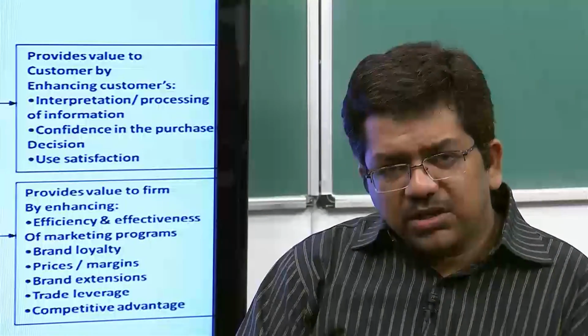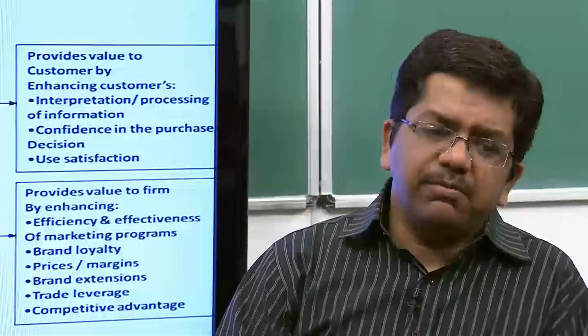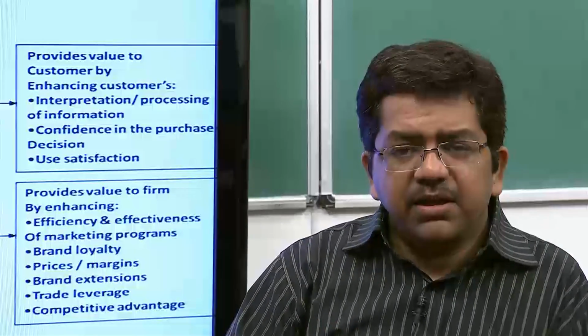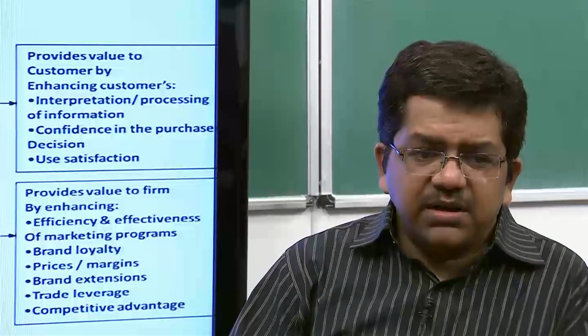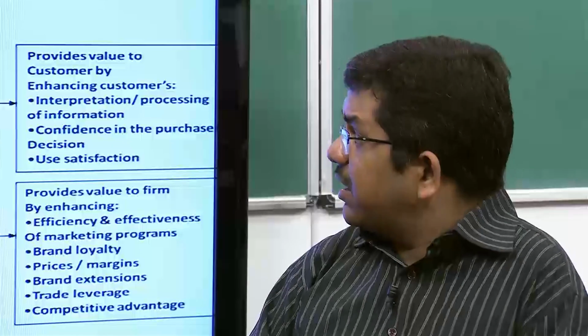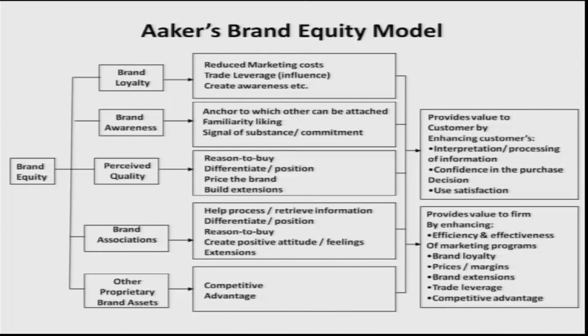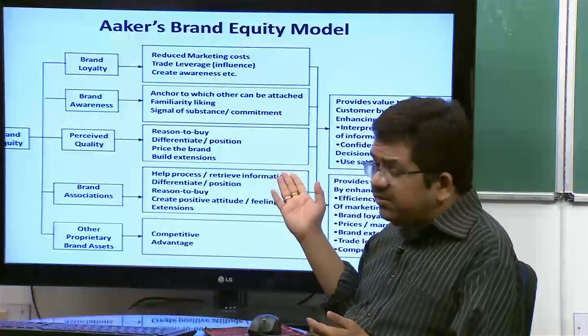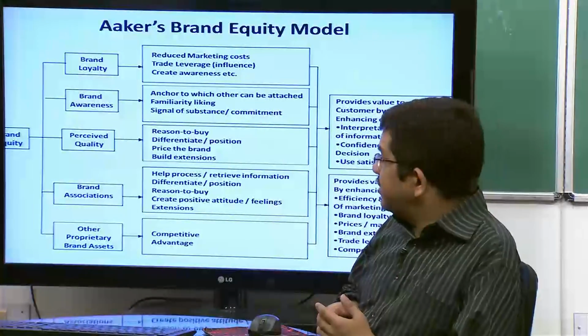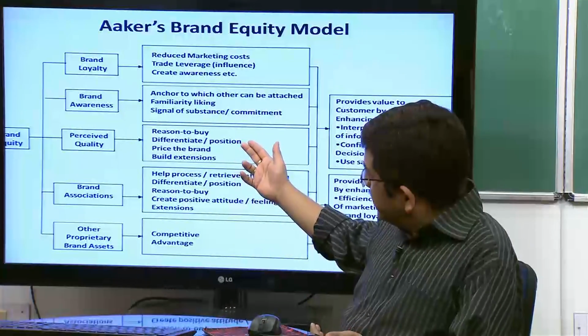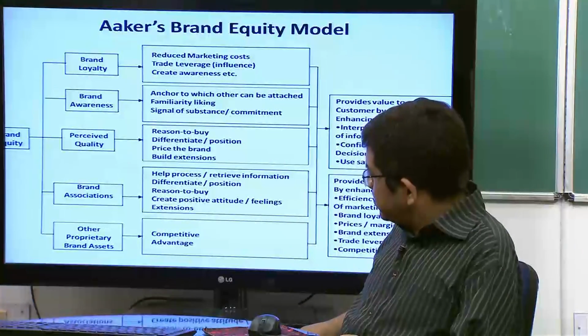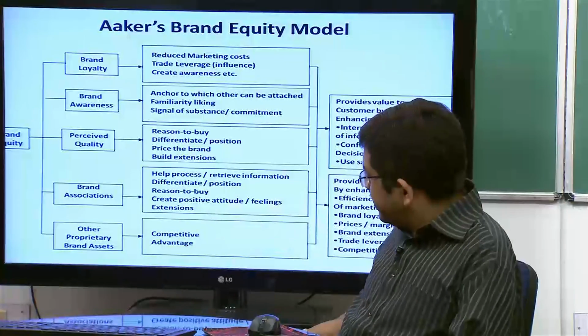Now I am coming to the third type of brand equity model, a famous model given by consultant and Professor David Aaker, that brand equity has 5 sources. So there are 5 sources of brand equity. These 5 sources of brand equity are brand loyalty, brand awareness, that is why I was talking about brand awareness, perceived quality, brand association, and other proprietary brand assets.